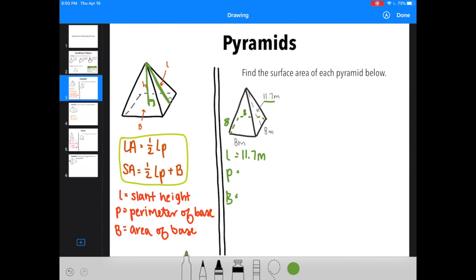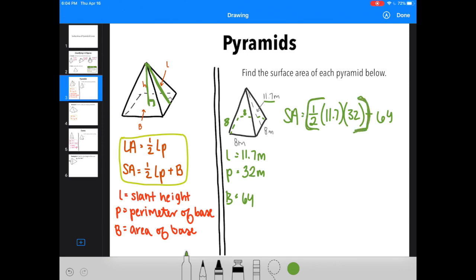So these measures are going to be congruent. To figure out the perimeter, it's going to be 8 times 4, or 8 plus 8 plus 8 plus 8, gives me 32 meters. And then finally, for the area of my base, remember, area of a rectangle, length times width, is going to be 8 times 8, which gives me 64. Now it's a matter of plugging and chugging. So my surface area is going to equal 1/2 times my slant height, 11.7, times my perimeter of 32, plus my area of my base, 64.